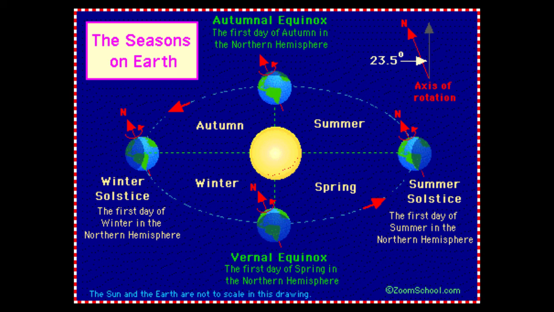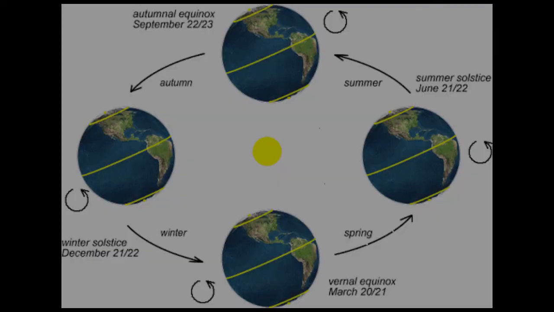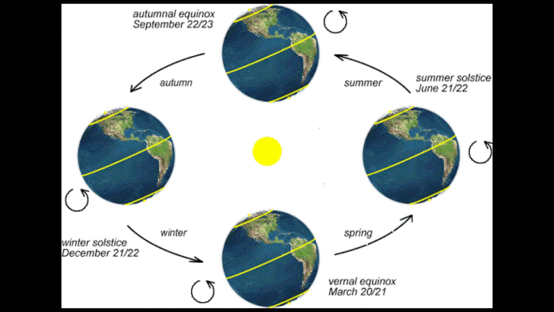We have 4 seasons: spring, summer, autumn, and winter. When the sun reaches its highest or lowest point in the sky at midday, marked by the longest and shortest days, it is called a solstice.